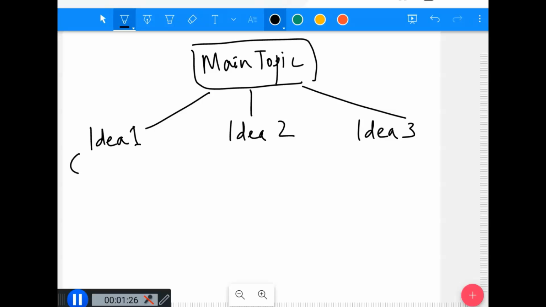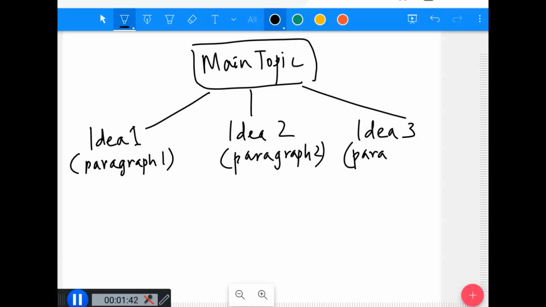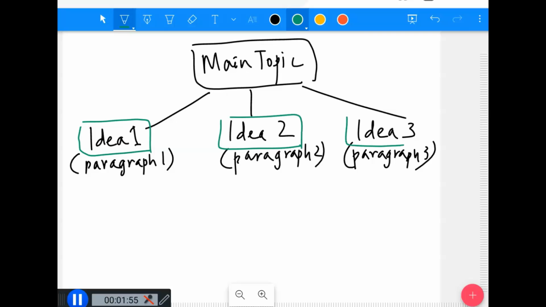Now, in each idea, you need to include details. And those details will make up your paragraphs, right? So idea 1 basically is what you're going to explain in paragraph 1. Idea 2 is what would be explained in paragraph 2. And similarly, paragraph 3 will talk a little bit more about idea 3. So that's the second part of your organizer. If you want to have like 4 paragraphs talking about your ideas, you can have idea 4 and paragraph 4.